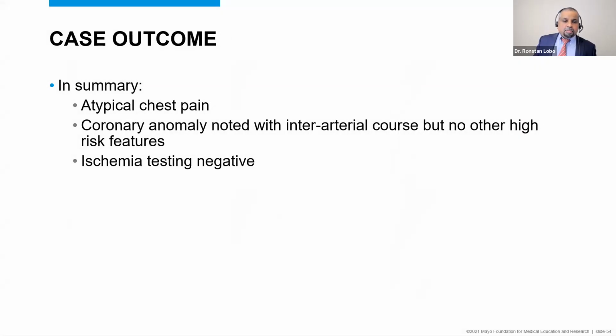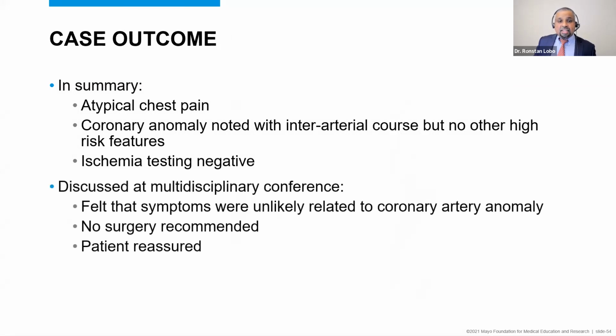So to summarize, this patient had atypical chest pain. Coronary anomaly was noted with an interarterial course, but no other high-risk features. Ischemia testing was negative. They discussed this in a multidisciplinary conference, and it was felt that the symptoms were unlikely related to the coronary artery anomaly. Therefore, no surgery was recommended. The patient was reassured.